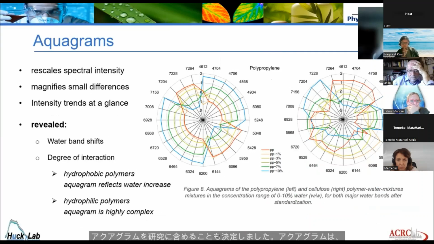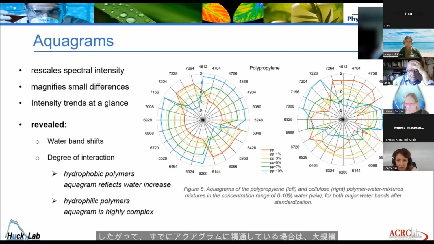Because the major changes seem to be present in the NIR water bands, we also decided to include aquagrams in our study. An aquagram is a unique way of rescaling the spectra intensity at selected key wave numbers and magnifying small differences. It is therefore useful for estimating intensity trends of large datasets at a glance.